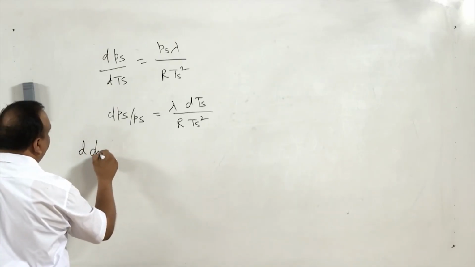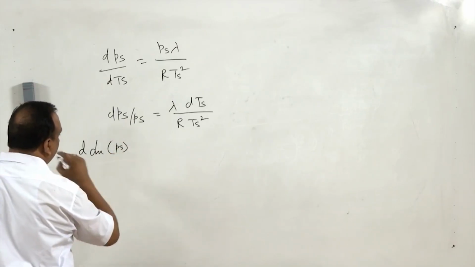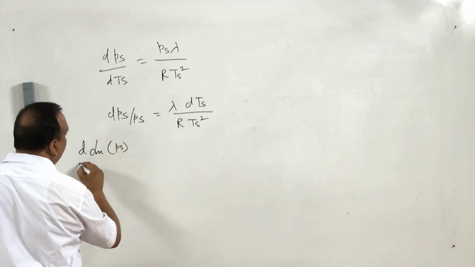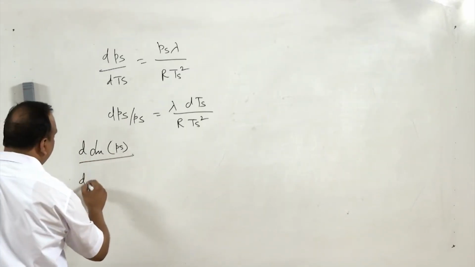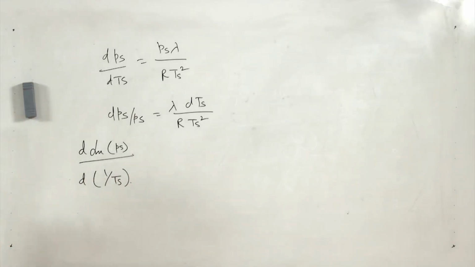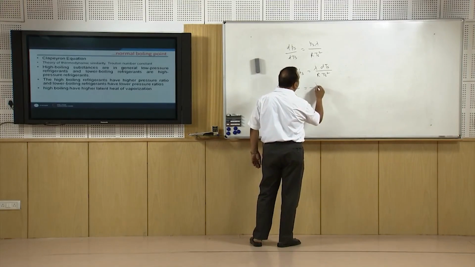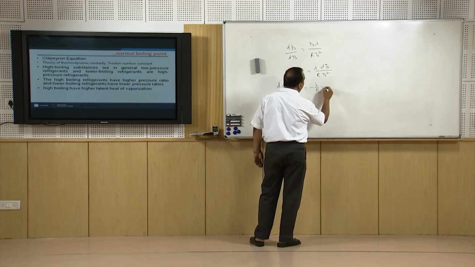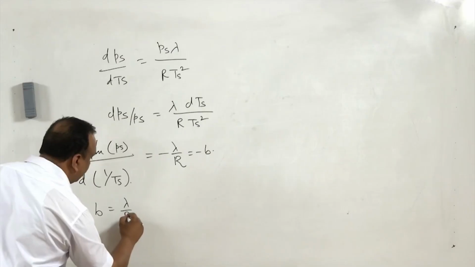d natural log of Ps divided by d of 1 by Ts is equal to minus lambda by R, which is equal to minus B. So, B is equal to lambda by R.